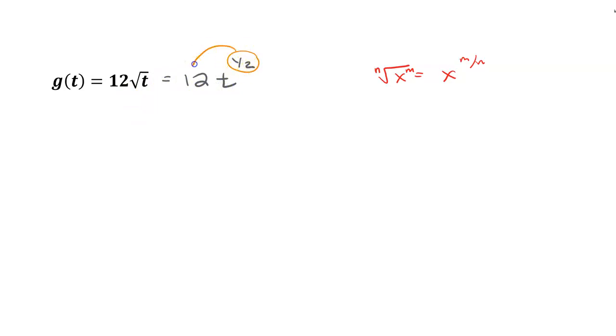So the power comes out front, and then we go down a power. So 1/2 times 12t, and then down a power, so 1/2 minus 1 will be the new power. So 1/2 times 12 is 6, and then t to the 1/2 minus 1 is negative 1/2.